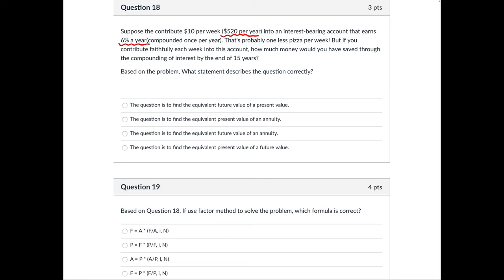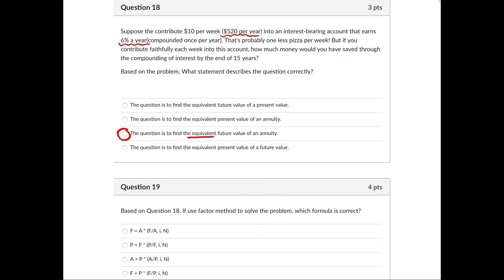Okay, so based on this problem, what statement describes the question correctly? So this is to look for the future value of your current, the continuing $520 saving per year for 15 years. Okay, so it's to find the equivalent future value of an annuity.